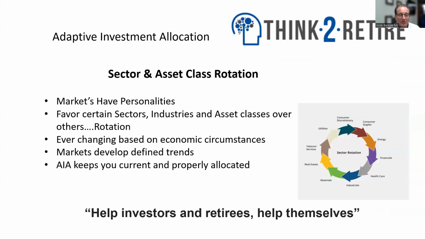Again, I mentioned earlier, markets have personalities, which is kind of a funny way of saying that what works today may not work tomorrow. They tend to favor certain sectors, certain asset classes, certain industries at certain times, and then shun others. And that's a constant rotation based on what's happening in the economy, what's happening around the world. The economics are always continually changing. Markets develop over a long term. They tend to have definable trends.